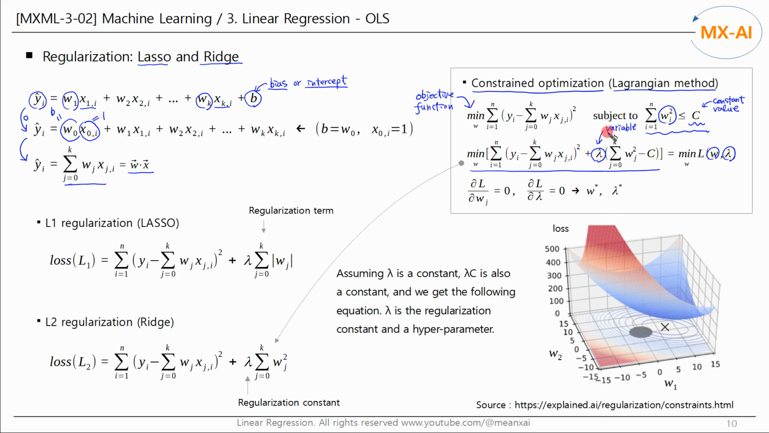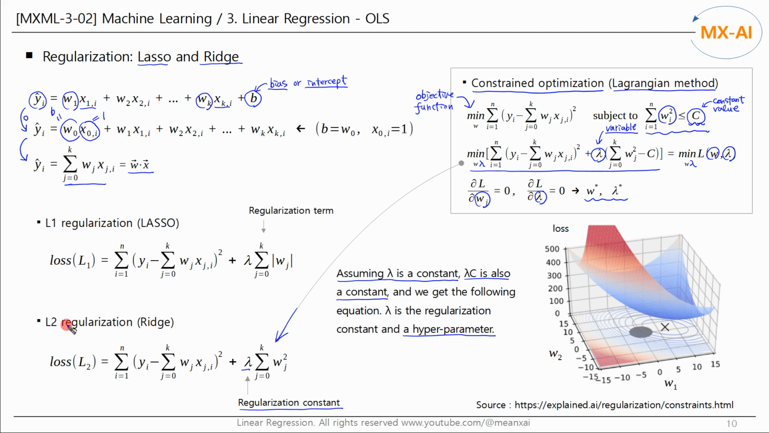Since lambda is a variable, its optimal value must be determined. The optimal solution can be obtained by differentiating this equation with respect to w and lambda respectively and solving the simultaneous equations. However, in our problem, we cannot set the upper bound c manually. Instead, assume the lambda is a constant. Then, lambda c also becomes a constant, and the following equation can be obtained. Here the lambda is a regularization constant and a hyperparameter.